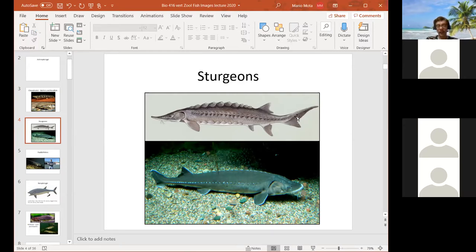Look, you can see the tail is, you know, these fish are heterocercal. So again, kind of thinking of more ancient. You know, this is where the caviar comes from. Okay, just big fish. They're in the northern hemisphere.